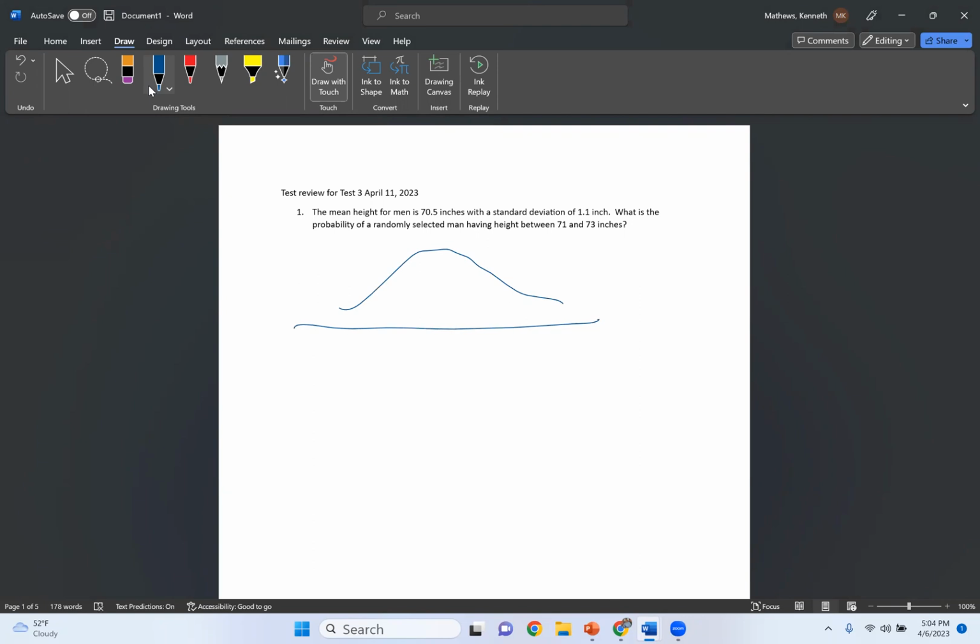Since it's for the population, it's a z distribution. And down here we'll have our x values. So this would be 0. Here's where we put the mean of 70.5. All right, so the mean is equal to 70.5. And the standard deviation is equal to 1.1. And we want to know what's the probability of going in between 71 and 73 inches.